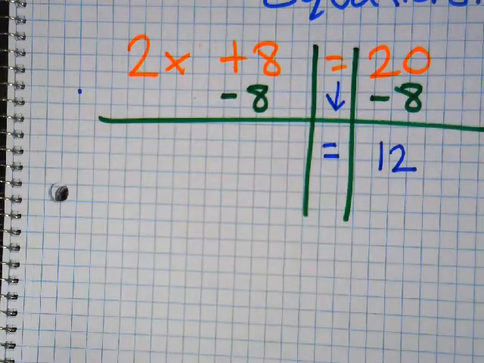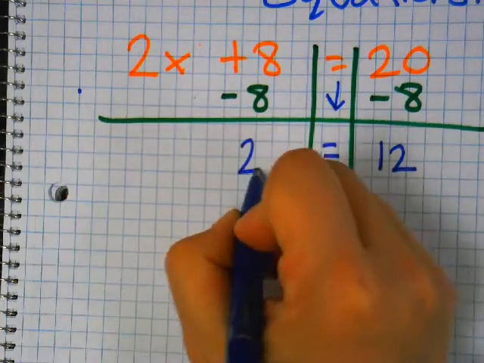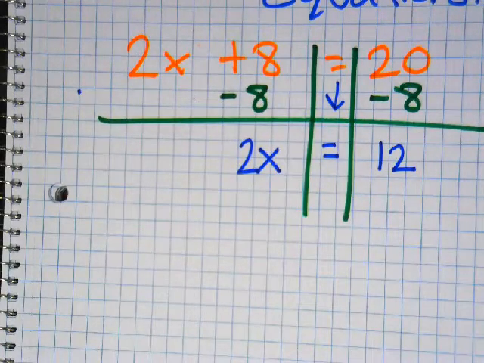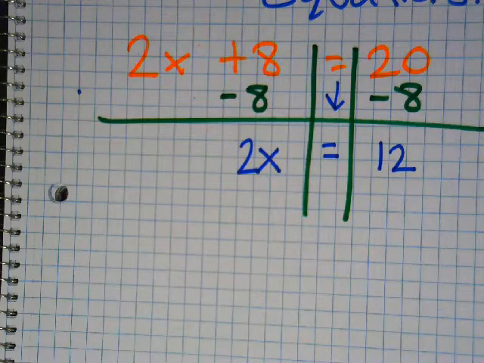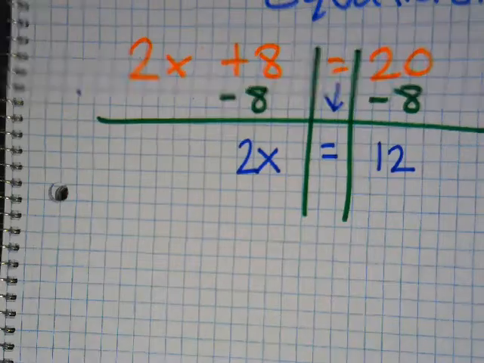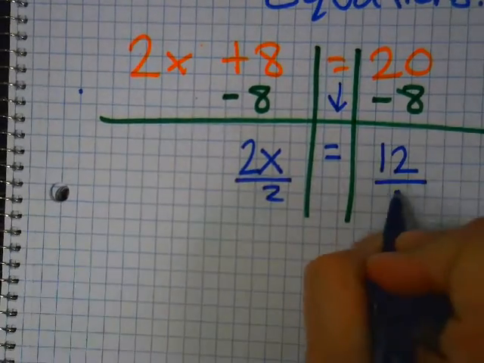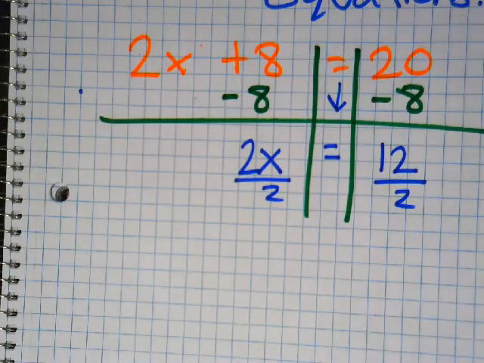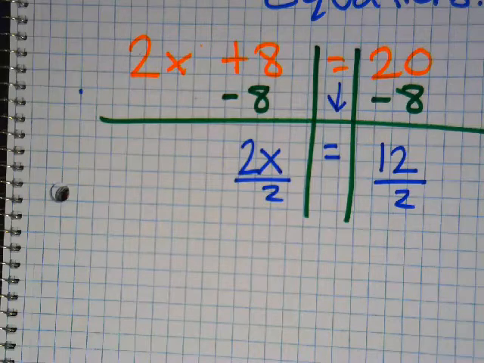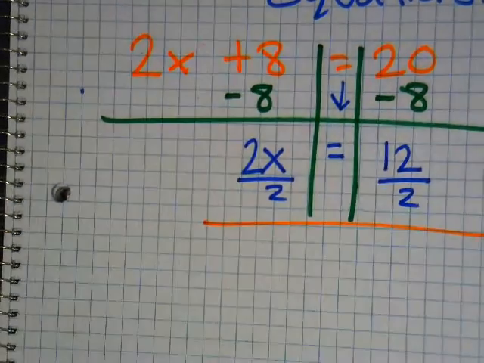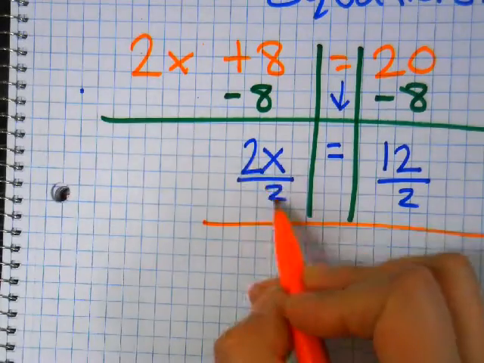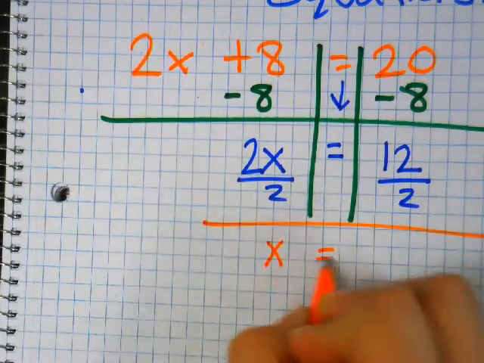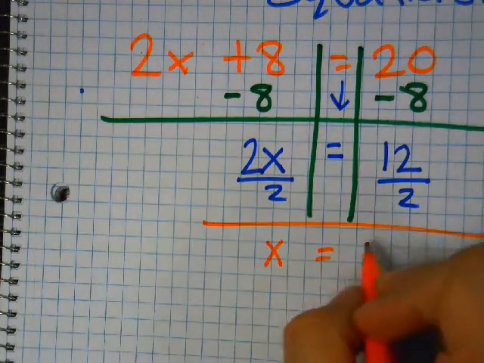What's left on this side? 2x. How do I move the 2? Division. So we're going to divide by 2. We're going to divide by 2. So this means division, right? So we have x equals 6.